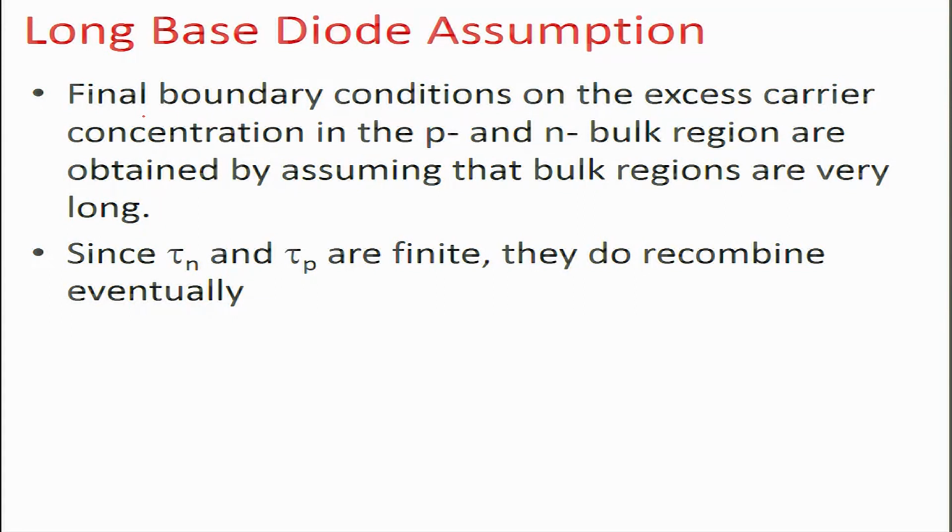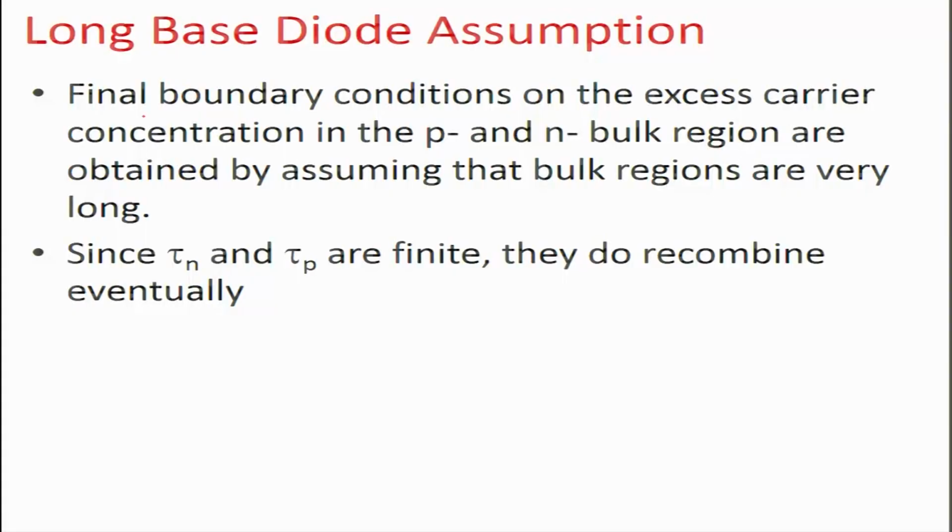Final boundary conditions on the excess carrier concentration. Remember we have the expression for delta P, but we also have the recombination term in the minority carrier continuity equations that we wrote earlier. So we actually need to solve those equations. For that we first need to assume that the bulk regions are very long in comparison to the depletion region.